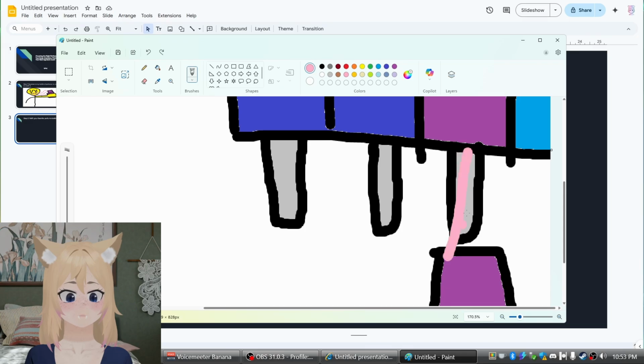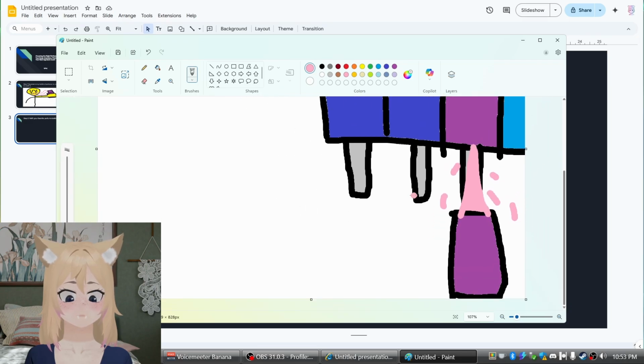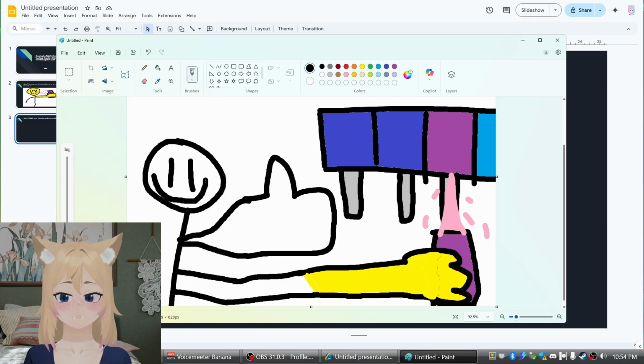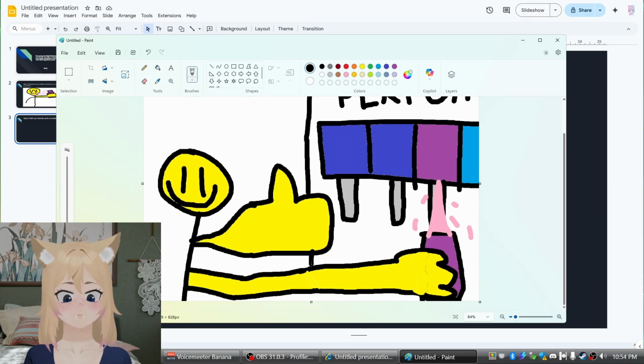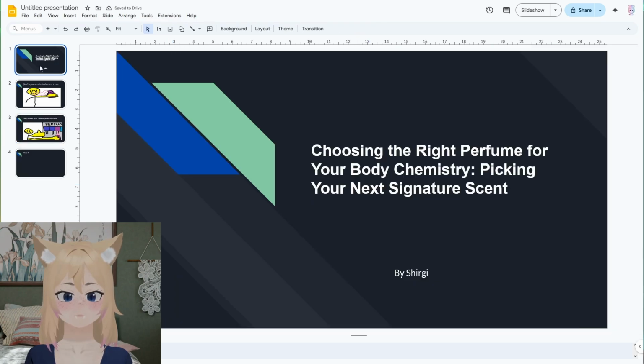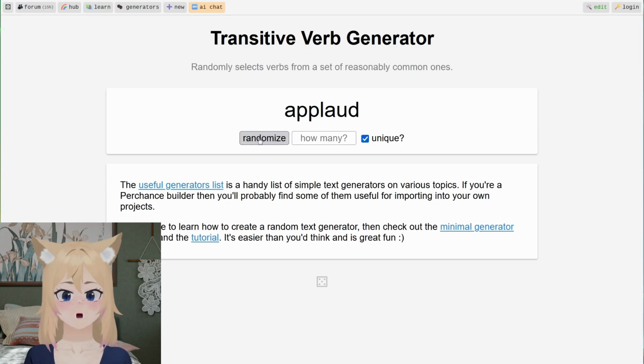So, that's the sound of perfume going into the bottle. How do I show visually that it's your favorite though? Like how can I draw that? Maybe a thumbs up. Oh, and you like it, so you have a happy face. We'll just finish drawing the machine in here. Add it to our presentation. Step 3 of choosing the right perfume for your body.